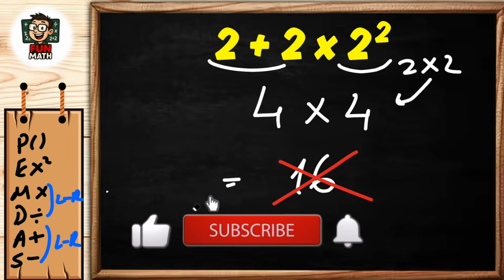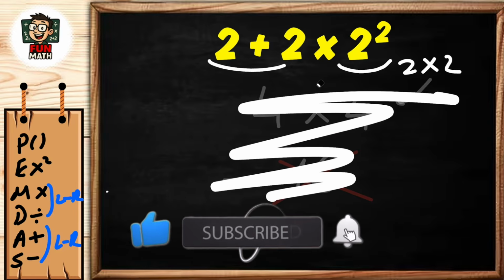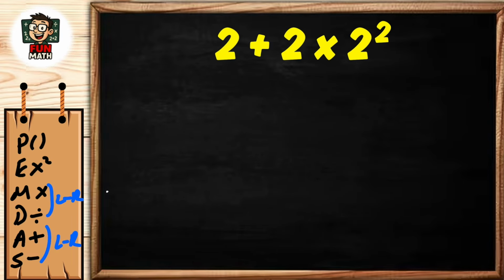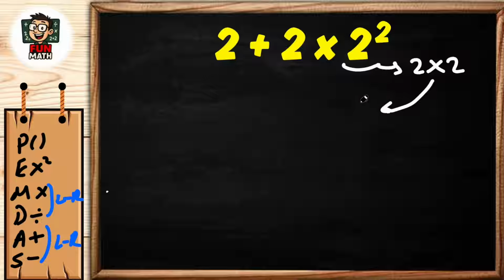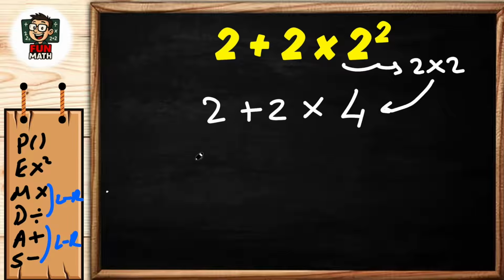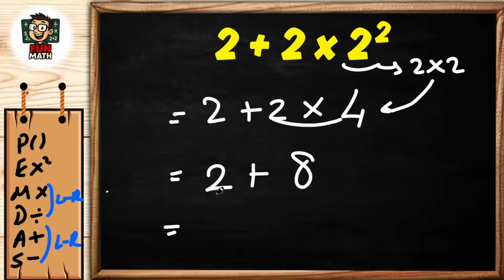Now, let's apply this rule to our equation. First, exponent: 2 to the power of 2 equals 2 times 2. 2 times 2 equals 4. Multiply 2 plus 2. Now multiply 2 times 4 equals 8. Finally, addition: 2 plus 8 equals 10.